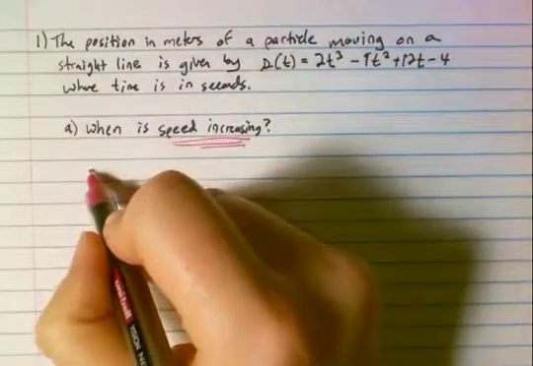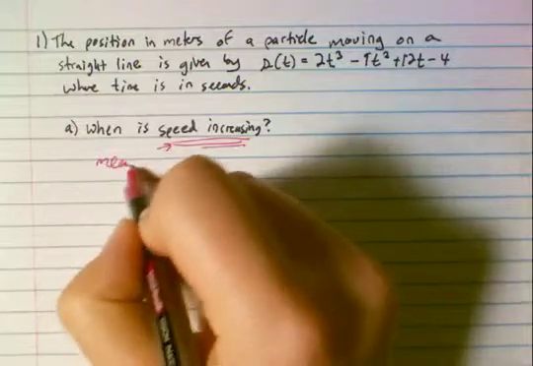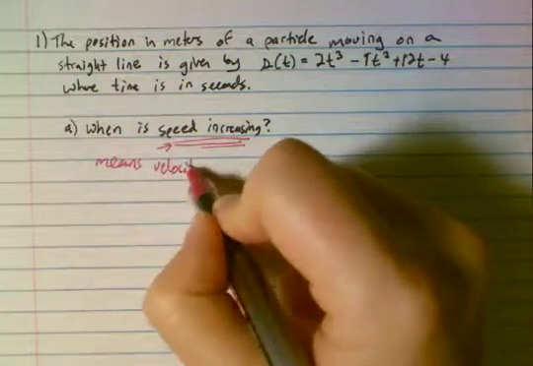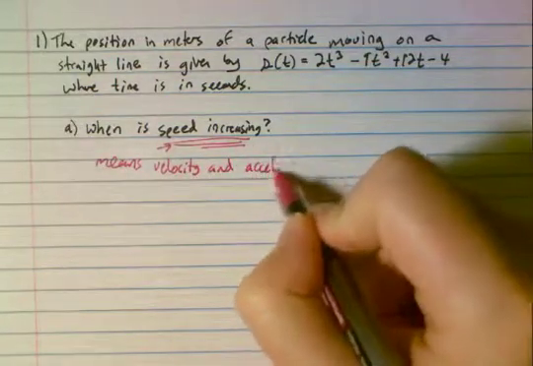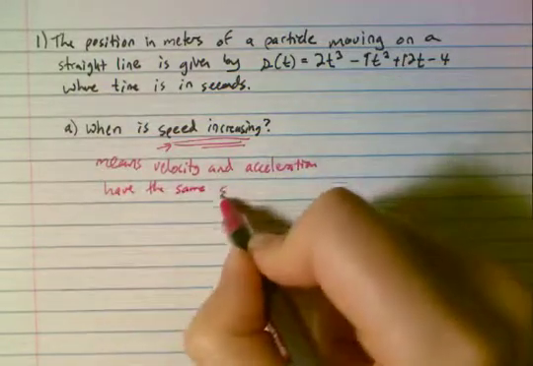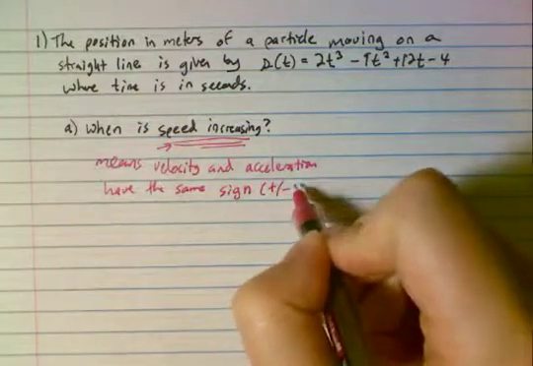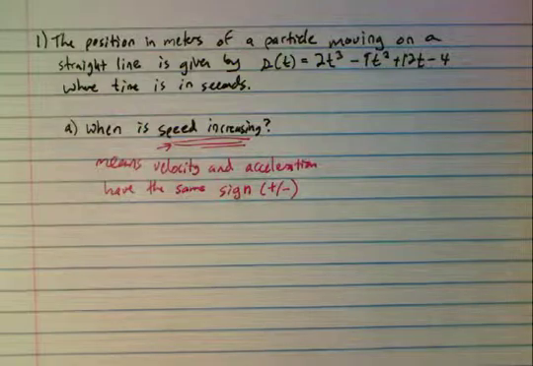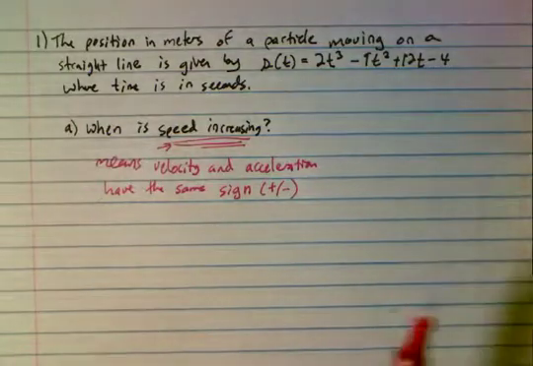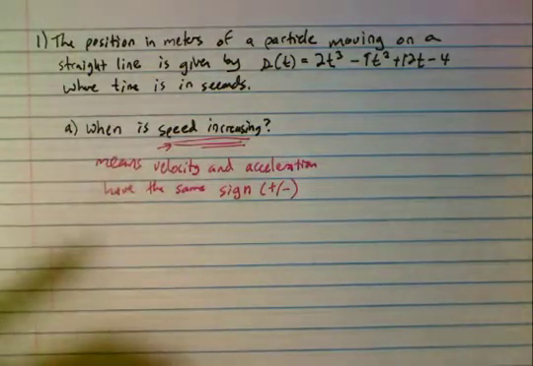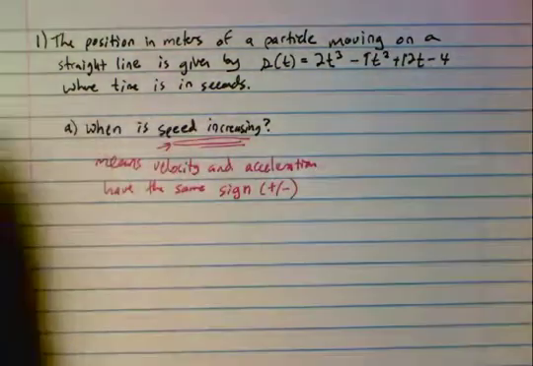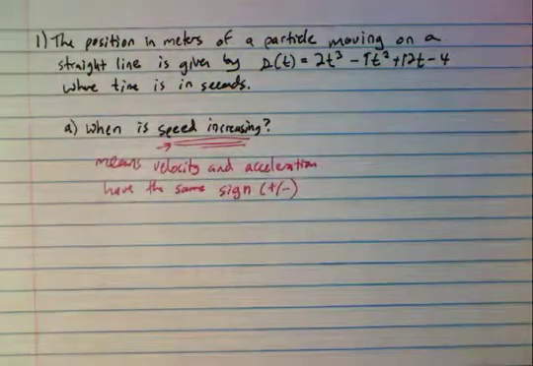Speed is increasing when velocity and acceleration have the same sign. Because what's happening is that a positive velocity means that a person is traveling to the right, and a positive acceleration means that there's a force pushing them to the right. So if they're both traveling to the right and being pushed to the right, they're going to start going faster and faster. Their speed is going to increase.